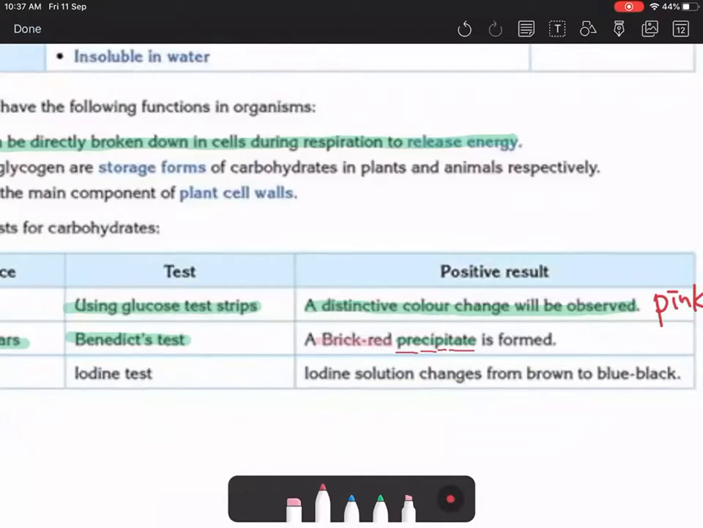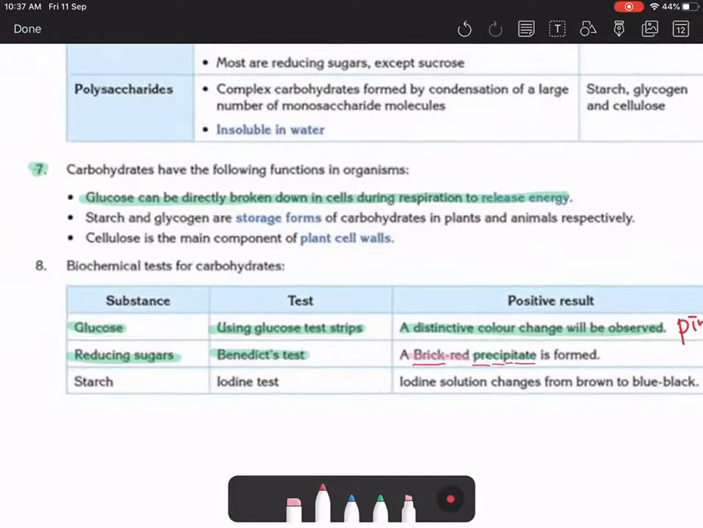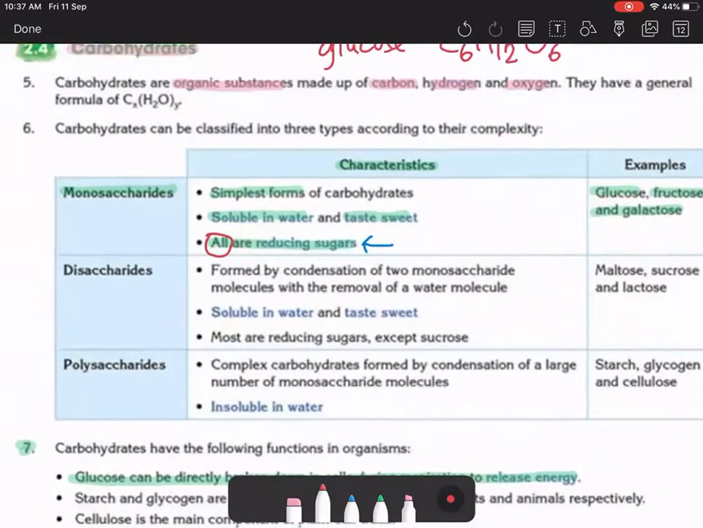Bricks are those rectangular blocks covering the pavement in Hong Kong, okay. The government designed some patterns, okay. You can see some different patterns made of bricks, different colors, and give you different patterns on the pavement. Quite beautiful, okay. So when you see brick red precipitates, then there must be reducing sugar, and all the monosaccharides are reducing sugars.